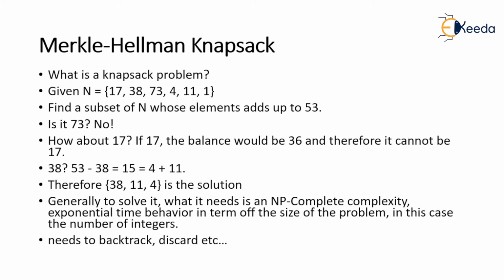That set can carry any combination of numbers. Then we have to find a subset of that set whose elements add up to 53. Here we have just taken an example of 53. Is it 73? No. Then we have to find the combination, just to find the subset of 53 from the numbers which are present in your original set. So, taking a trial and error method, we start by taking the number 38.